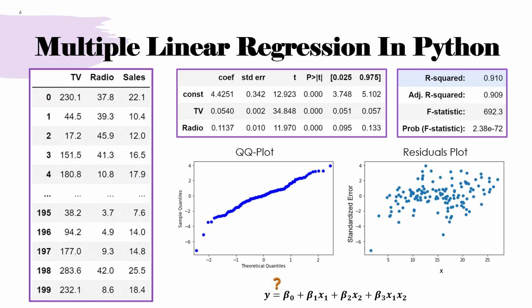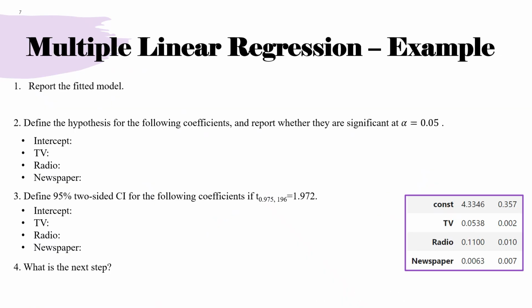Let's go over the same example and interpret the available partial Python output to answer the following questions. We are given a company's dataset consisting of 200 observations, which includes the amount of money spent on different types of advertising media, TV, radio, and newspapers, along with the resulting sales. Using the provided output, answer the following questions.